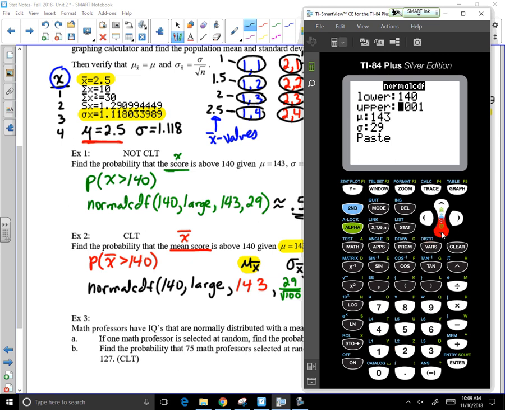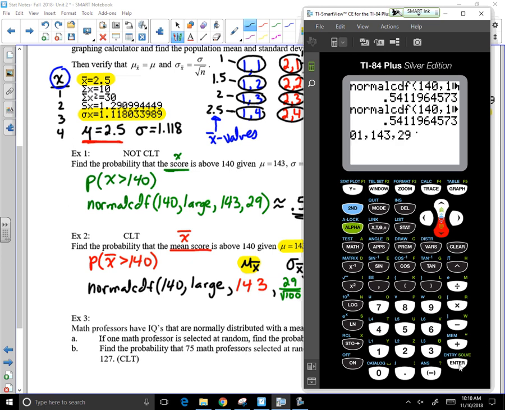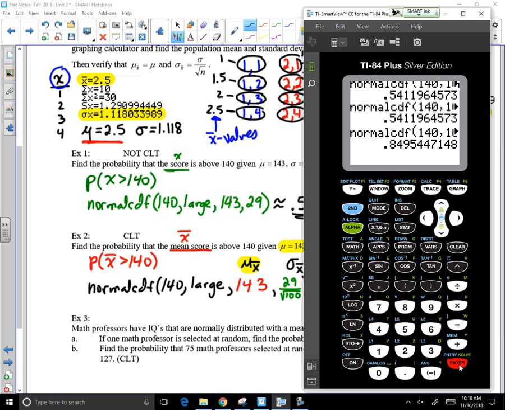140 to something big. I'll keep it at 1001, it's fine. I don't want 29 anymore. I want 29 over the square root of 100. You could just put 29 over 10 or 2.9. I'll write it as the square root of 100, because you can't always count on it being a perfect square. So you get that.